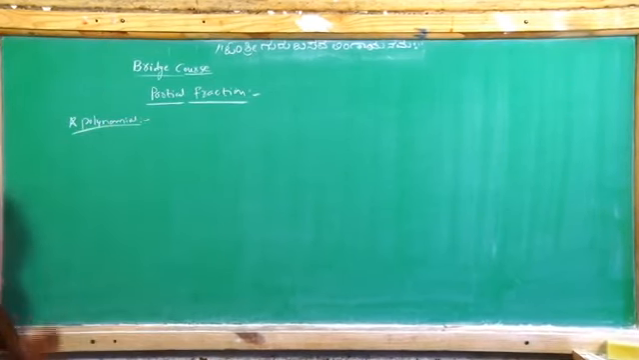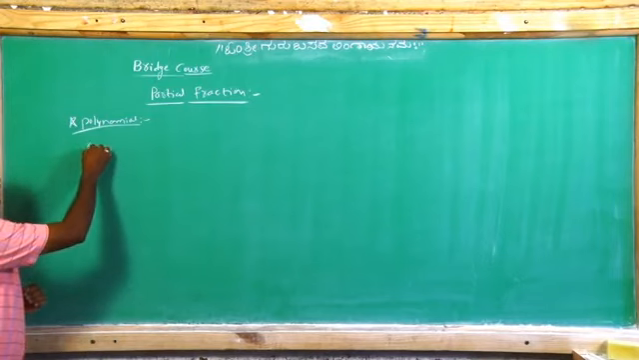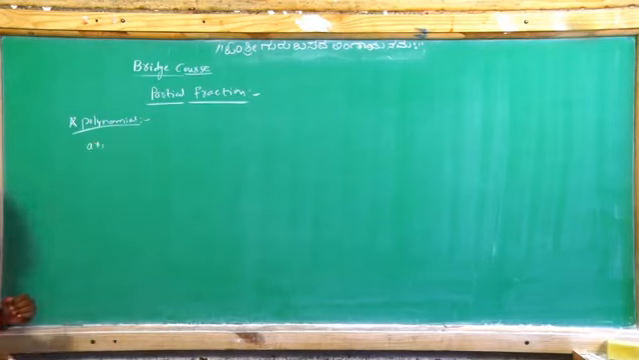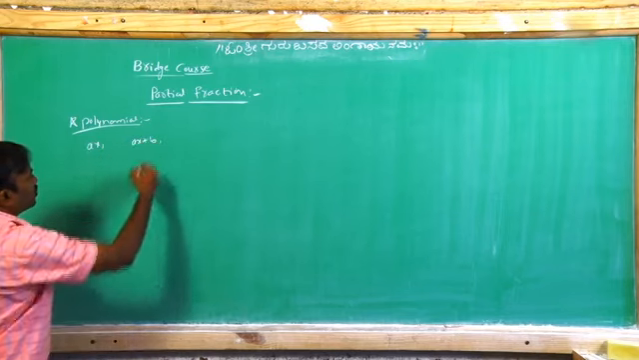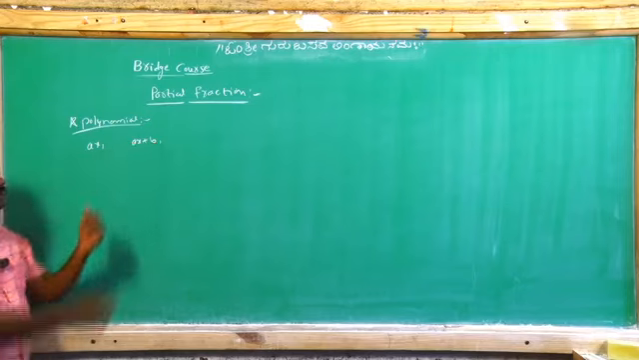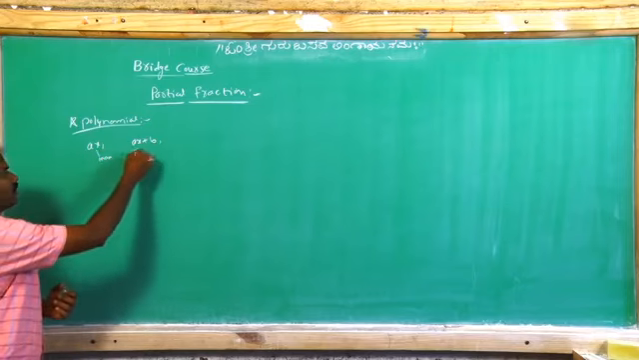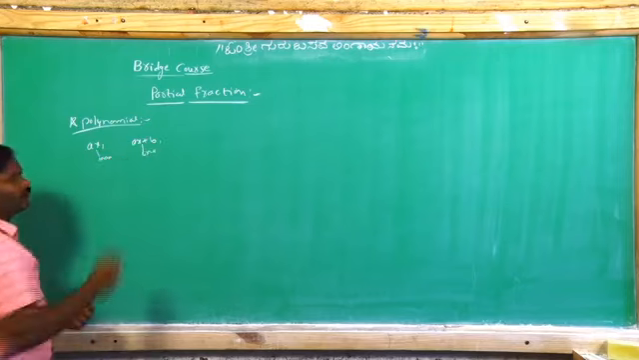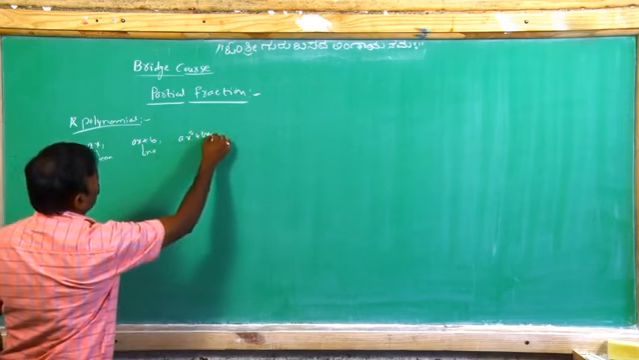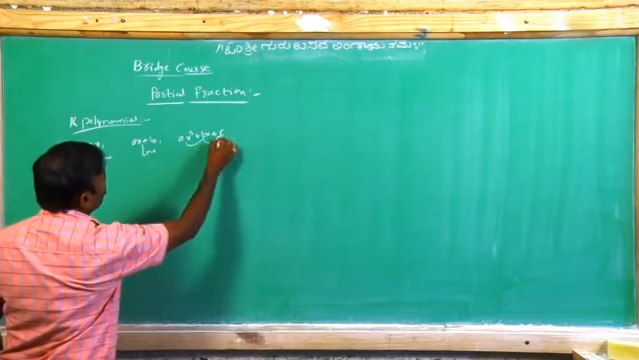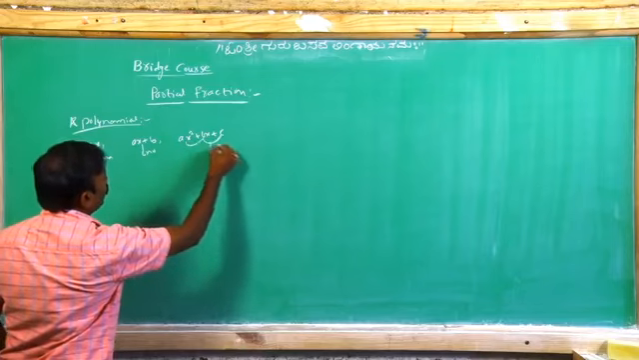Polynomial. So we know that an expression consisting of only one term is called a monomial. An expression consisting of two terms is a binomial. This is monomial. This is binomial. Next, ax square plus bx plus c. This expression consisting of three terms is called a trinomial.